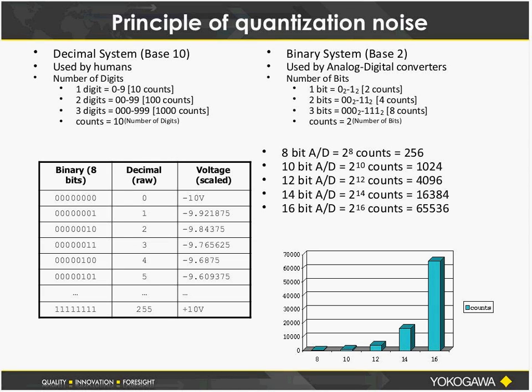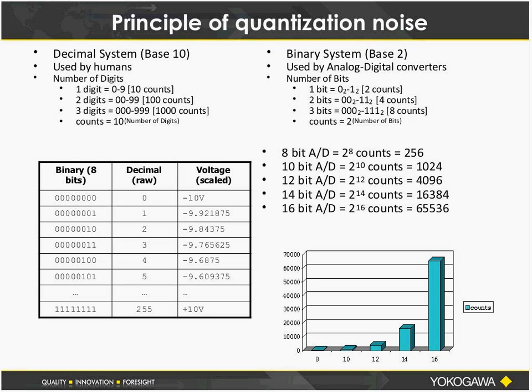Well, in the binary system, which is used by all data acquisition systems, at the heart of every digitizer or data acquisition device is going to be one or several analog to digital converters. Each of these converters is going to have a bit resolution specification. And if it's a 1-bit converter, you can count 0 or 1 in binary, so you have 2 counts. 2 bits gives you the possibility of 00, 01, 10, and 11, so 4 counts. 3 bits gives you 8 counts, and so on. So the relationship between counts and number of bits in the binary system is, as you see there, 2 to the number of bits.